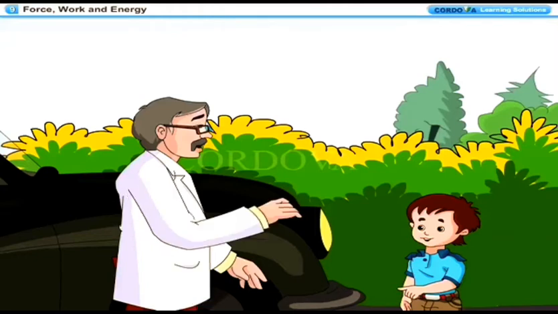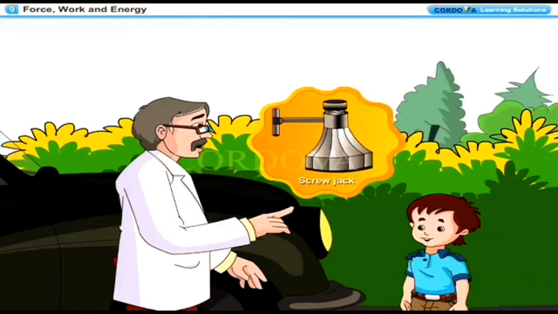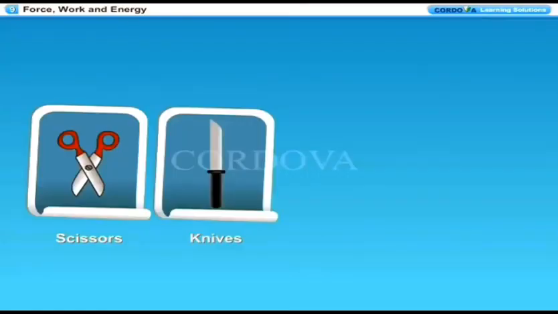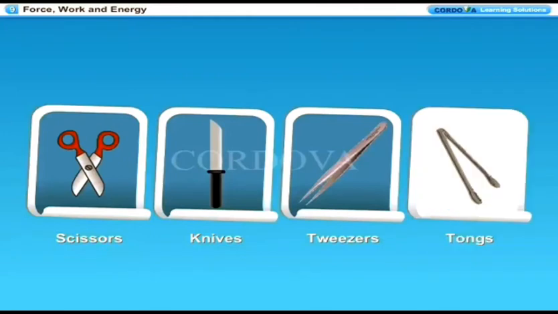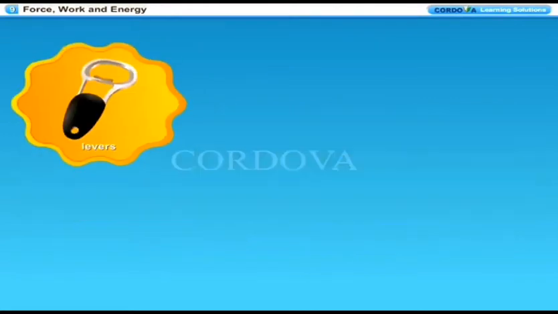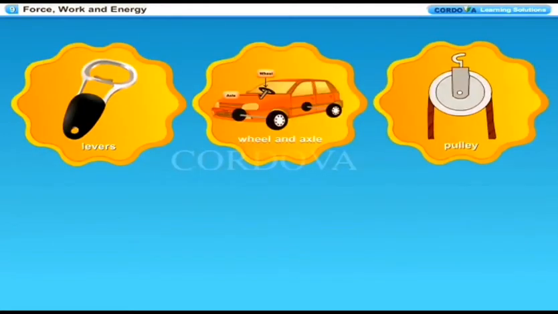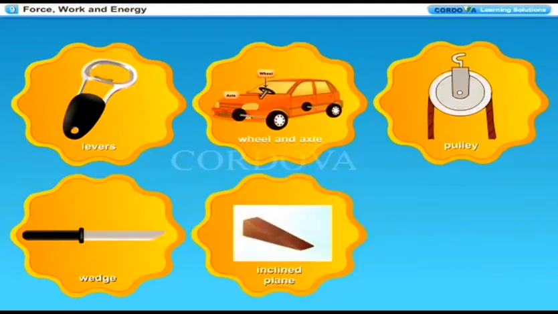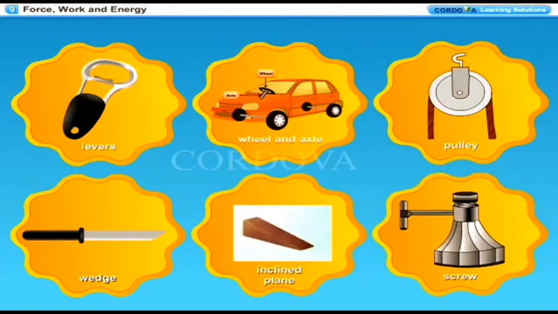His father smiled and told him that the screw jack is a simple machine that makes difficult work easy and faster. Thus, a simple machine is a device that makes our work easier and faster. Scissors, knives, tweezers and tongs are some examples of simple machines. Simple machines are grouped as levers, wheel and axle, pulley, wedge, inclined plane and screw.